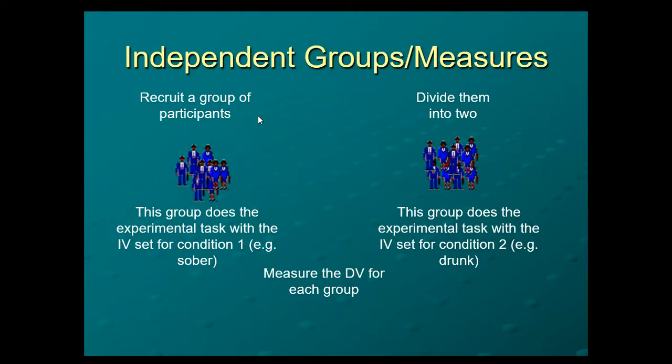What you would then do is measure the dependent variable for each group. And you would compare the results for the two groups. So that's an independent groups design. So different groups taking part in different conditions of the independent variable.